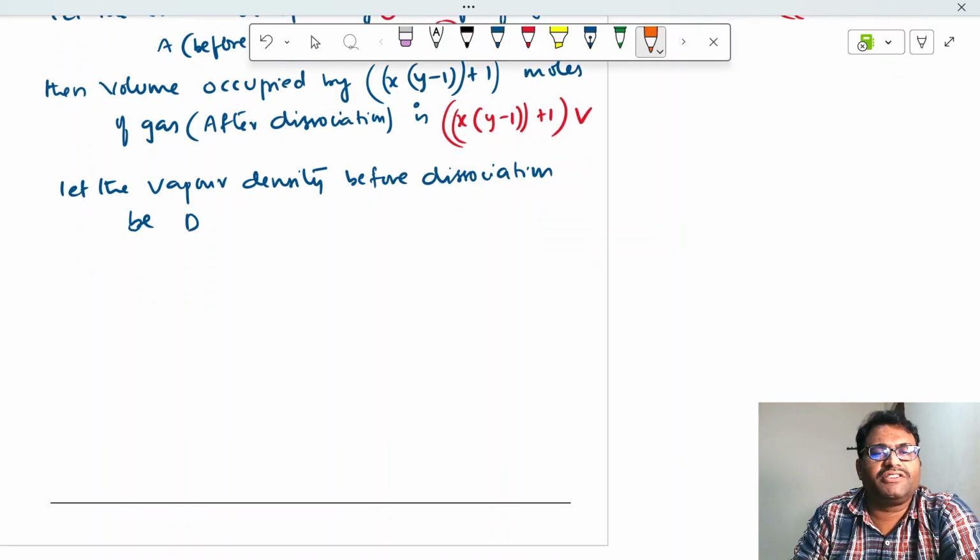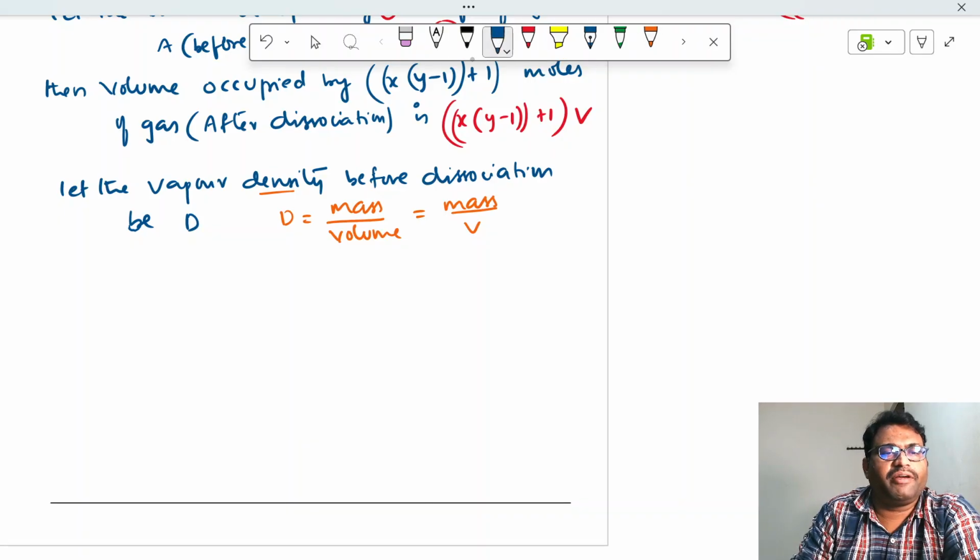So let the vapor density before dissociation be D, and we know that density is equal to what? Density is equal to mass by volume, which is equal to mass by V.